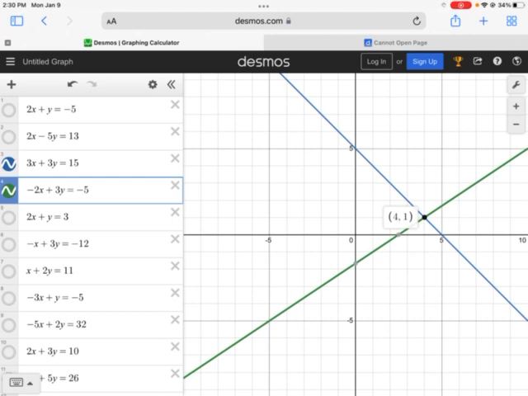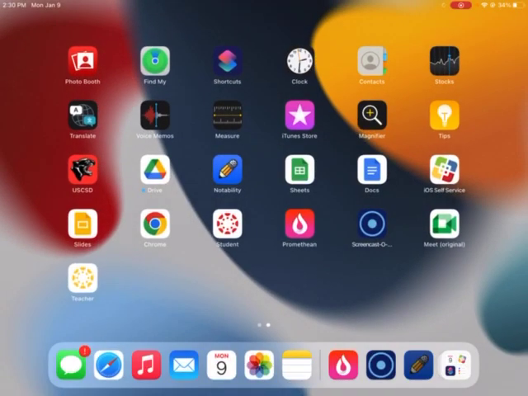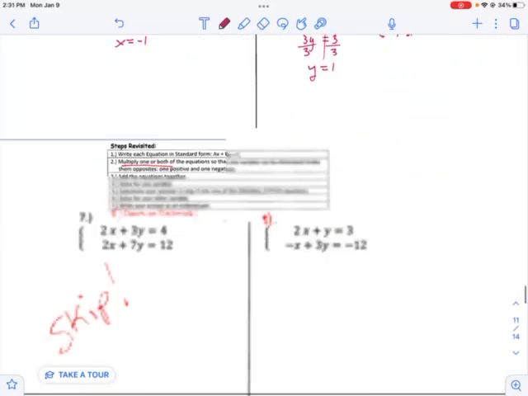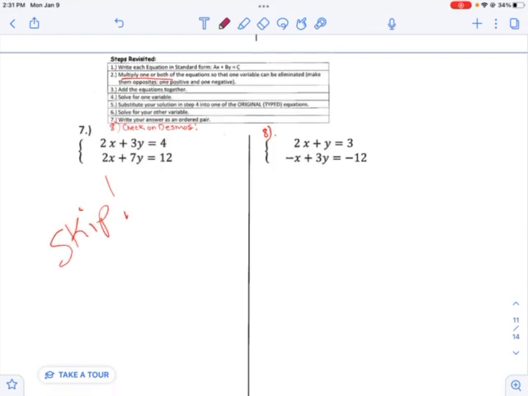Now 7, we're going to skip number 7 because it's the same thing, right? I would look at my terms and I would make one of these negative. So let's look at number 8. Number 8's a little different. Okay, so they're both in standard form, but if I were to add them, nothing would eliminate.